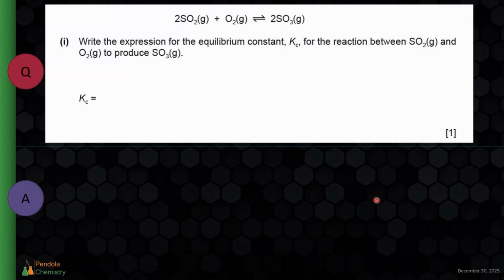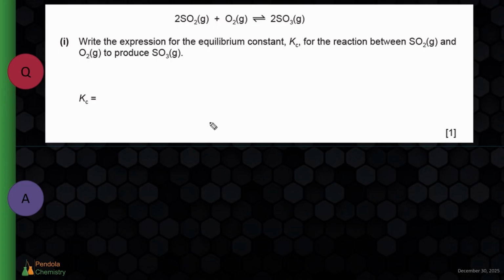We can see an example of another equation. If we have 2 sulfur dioxide plus oxygen yields 2 SO3, we can tell this is an equilibrium reaction because of the double arrows. The question here is to write the expression for the equilibrium constant Kc, so we have to write the equilibrium expression for the reaction between SO2 gas and O2 gas to produce SO3 gas. They're essentially asking us to write the equilibrium expression for this reaction right here.